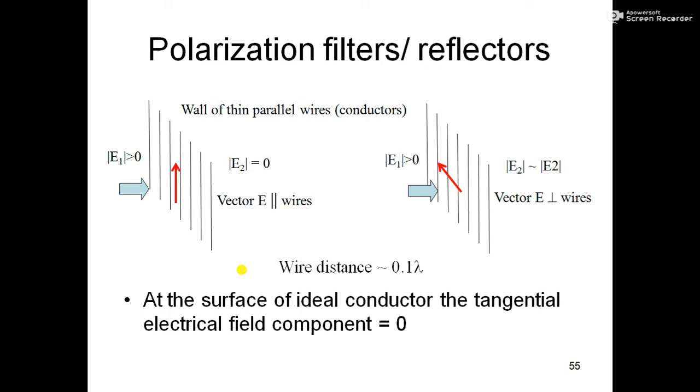Then the polarization filters. This is the same concept that you have studied in light or optics. We have a structure which allows polarization of only one particular orientation to pass through it, and it blocks other orientations. So these are the polarization filters.